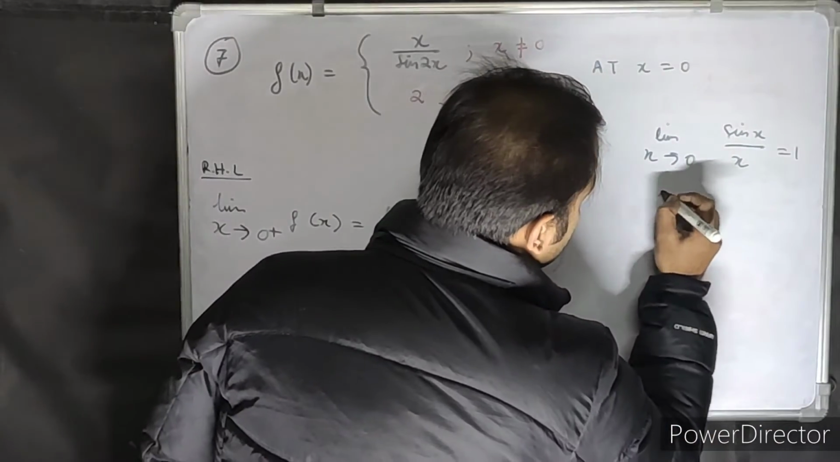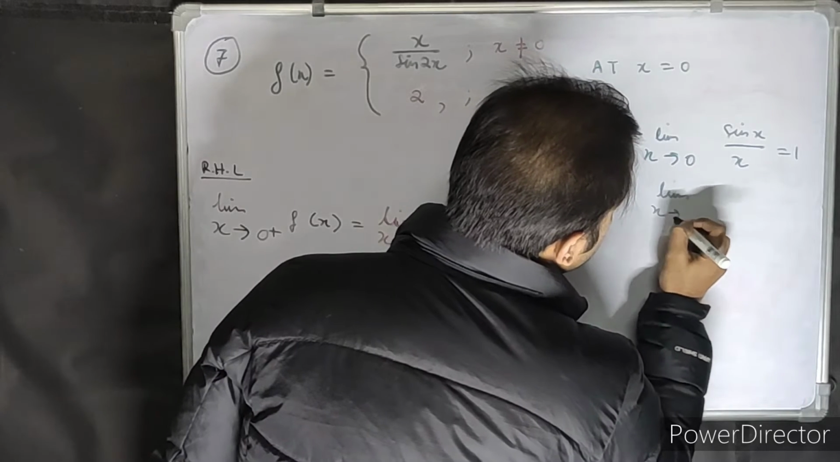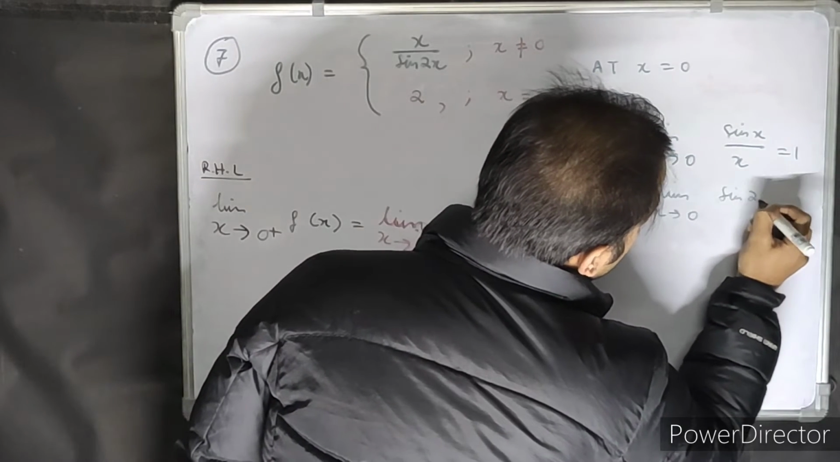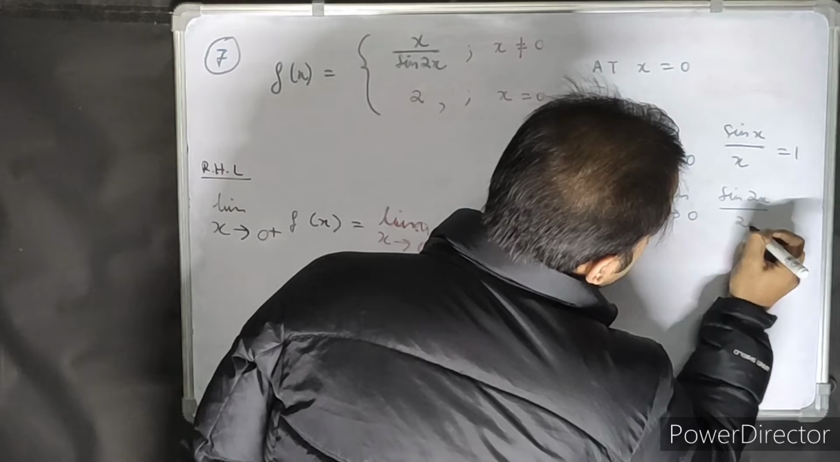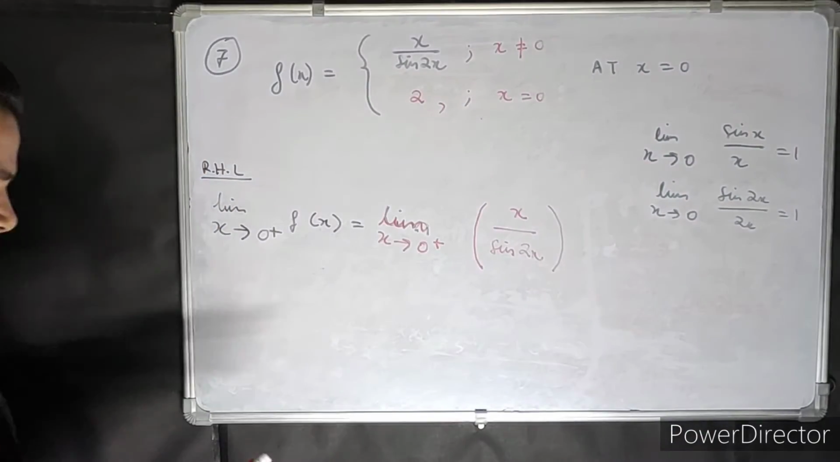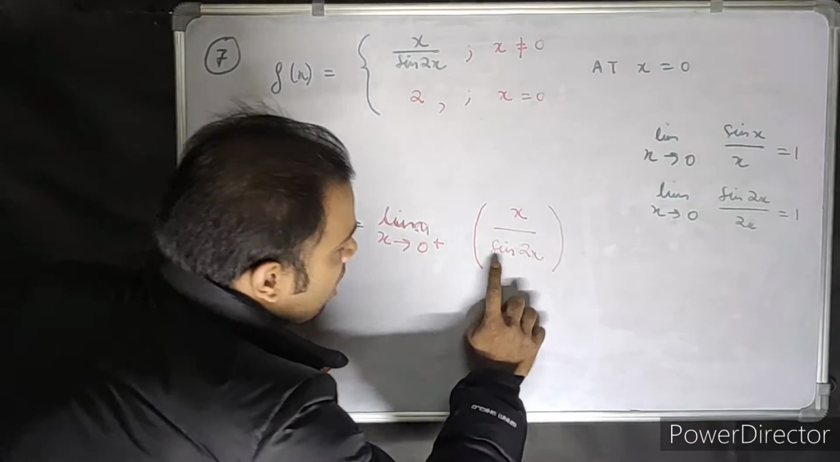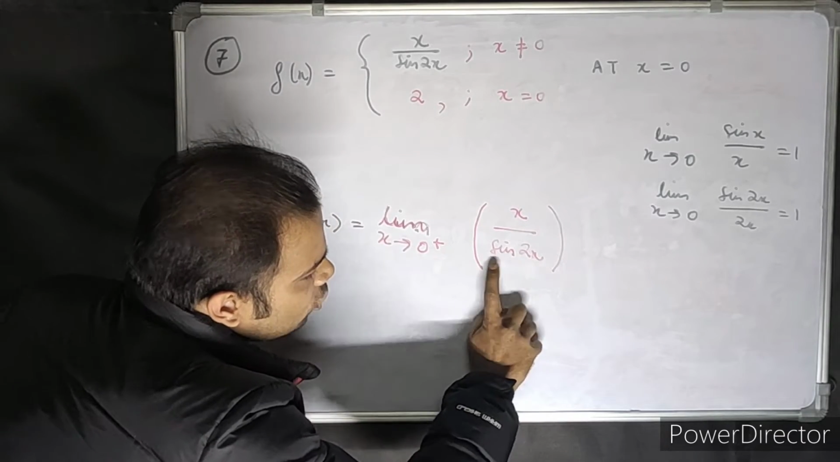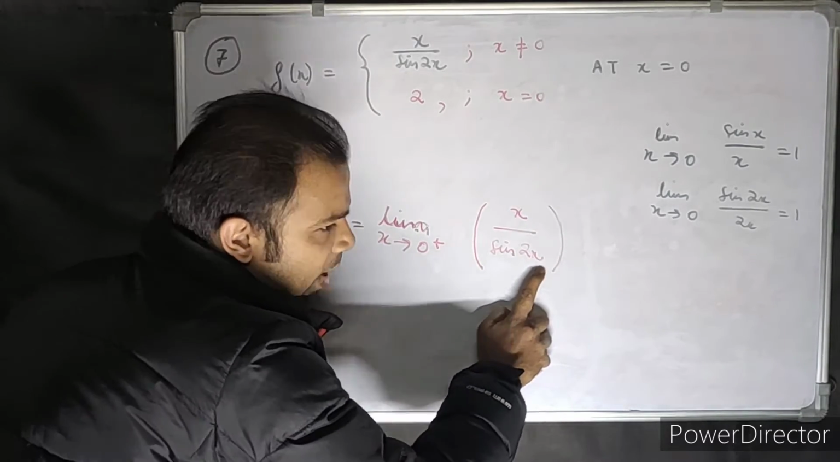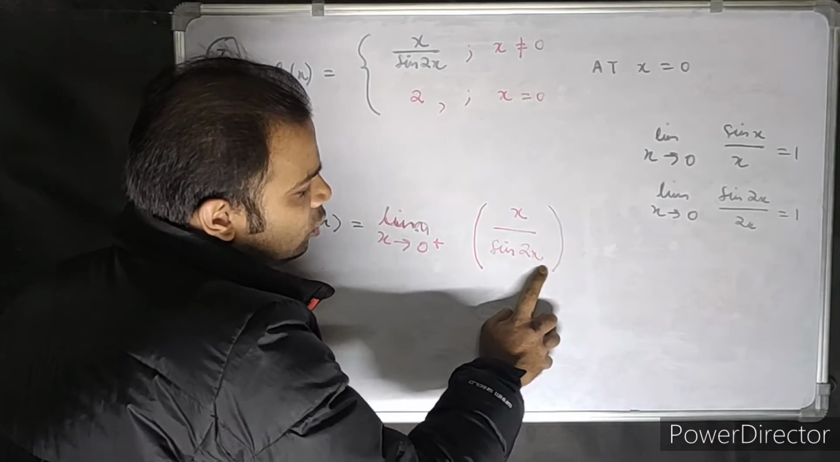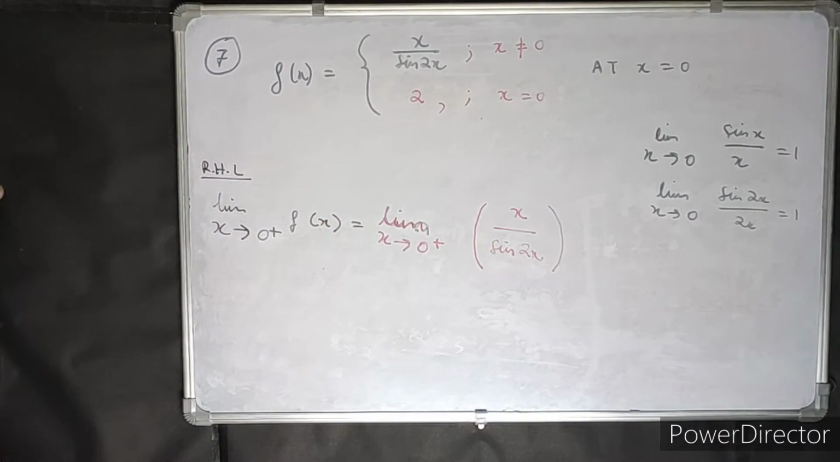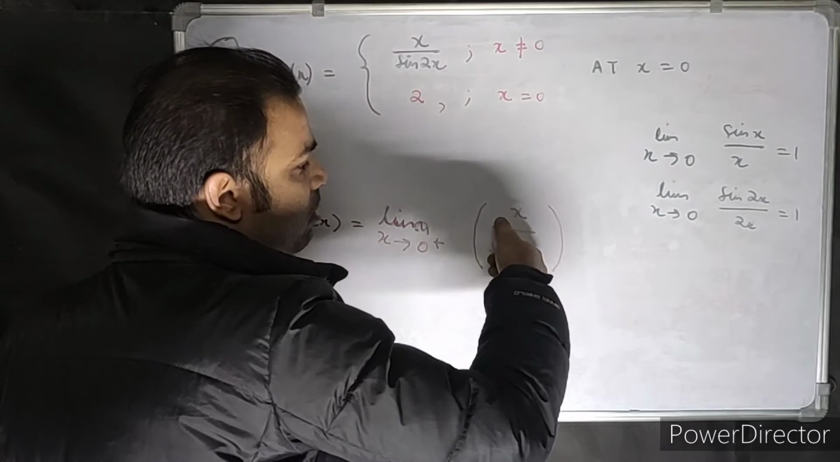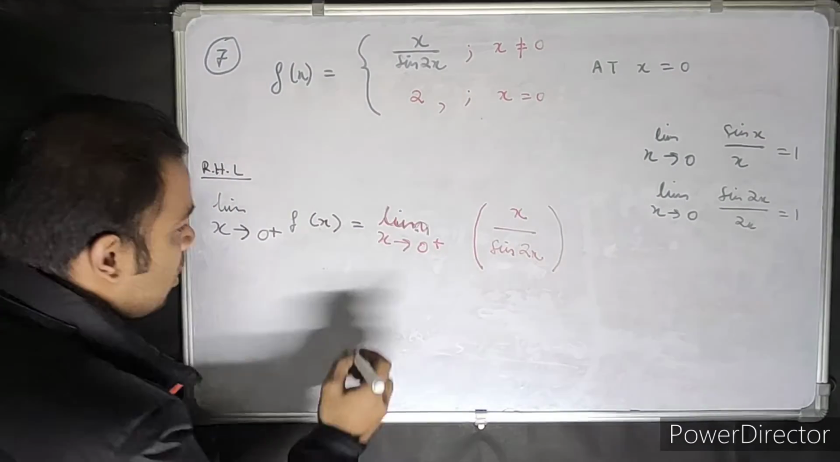Which implies if you write limit of x tends to 0 sine 2x, then you have to divide by 2x and still the answer will come 1. Now look at this. What do we have over here? We have 2x over here. So we need to divide by a 2x. So let's divide by 2x. If we divide by 2x here, we need to divide by 2x there also.